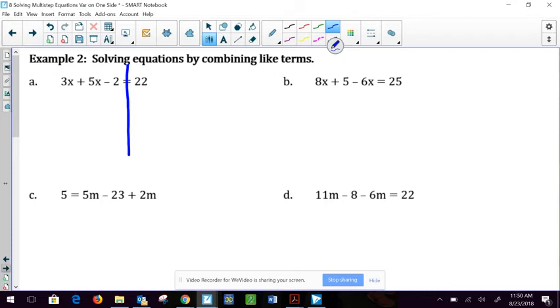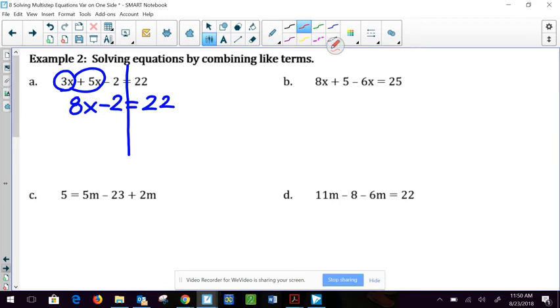If you guys look at letter A, you see that there's a 3x and a 5x. They are like terms because they have the same variable. So if I have 3 x's and I'm adding 5 x's to it, how many x's do I have altogether? You got it. I have 8x minus 2 equals 22. Great job. Oh, what's that? You have a question of where that 8x comes from?